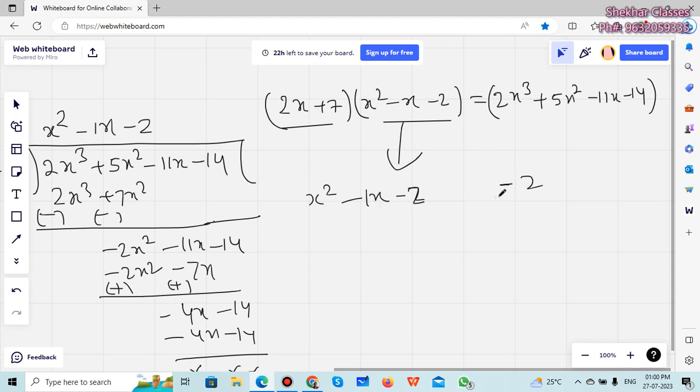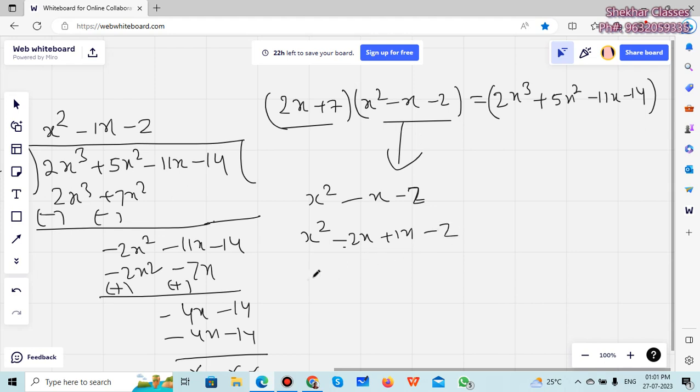Okay, is it clear? So when we factorize 2 in it, what do we get? 2 is 2 into 1. So when we do that, what do we have? So I can write here x square, minus 2x and plus 1x. So minus 2x into plus 1x is what? Minus 2, and minus 2x and plus 1x is minus x, right? And minus 2 here.